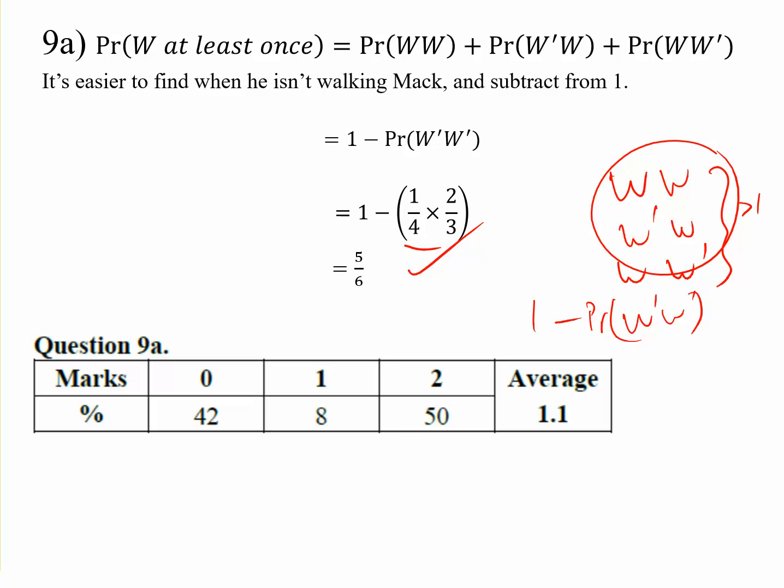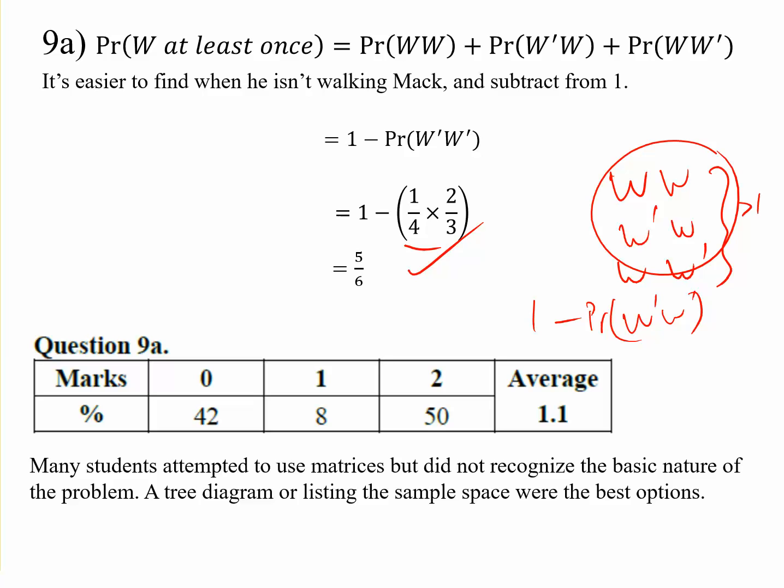Okay, so the first question, about 50% of them got it right, and about 50% of them got it wrong. I thought that was very interesting. From what I'm reading, a lot of people used matrices at the time, but you didn't need matrices to do that. Just use a tree diagram, it's easy to see.